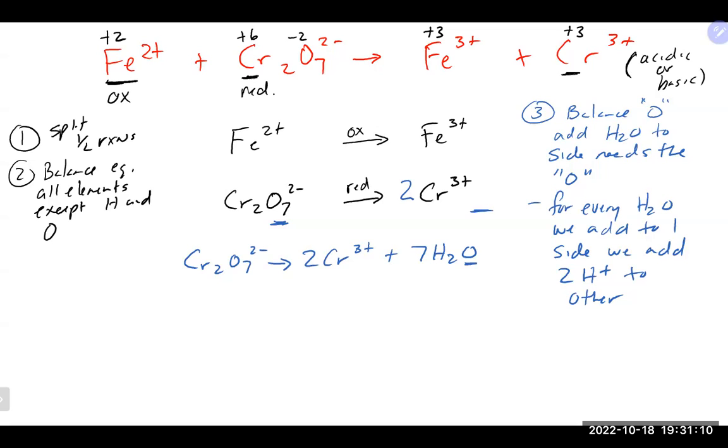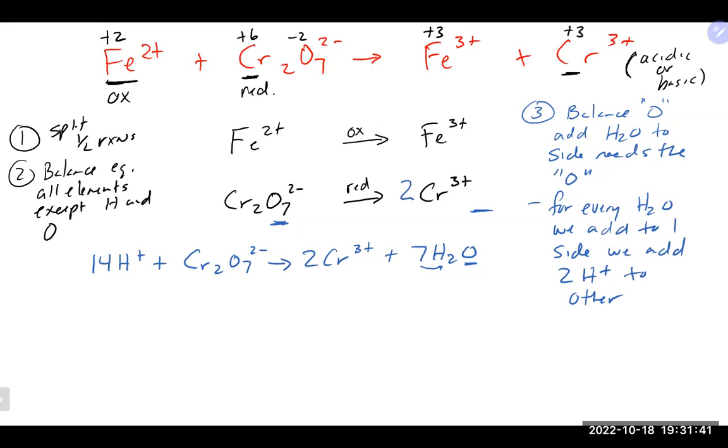Because I added 7 waters to the right-hand side, how many hydrogens should I add to the other side? I need to actually add 14, which is 7 times 2 here. So to the other side, we're going to add 14 H pluses. So once again, water to the side that needs the oxygen, and then for every water, 2 H pluses to the other side. That again keeps hydrogen and oxygen balanced. Any questions up to there?